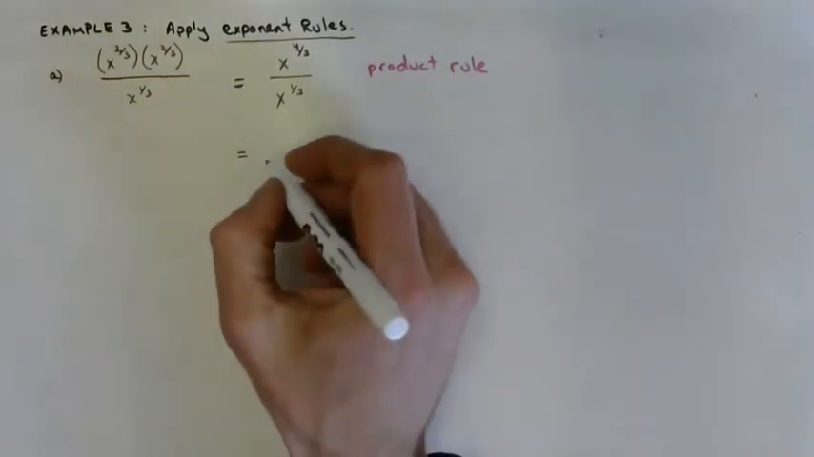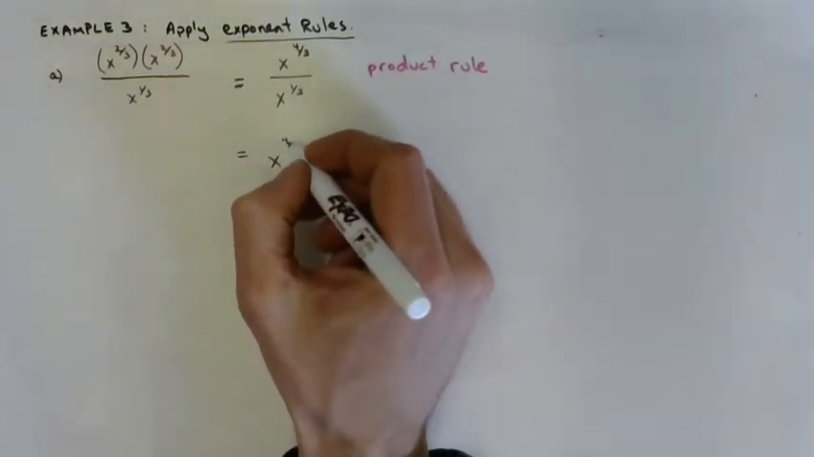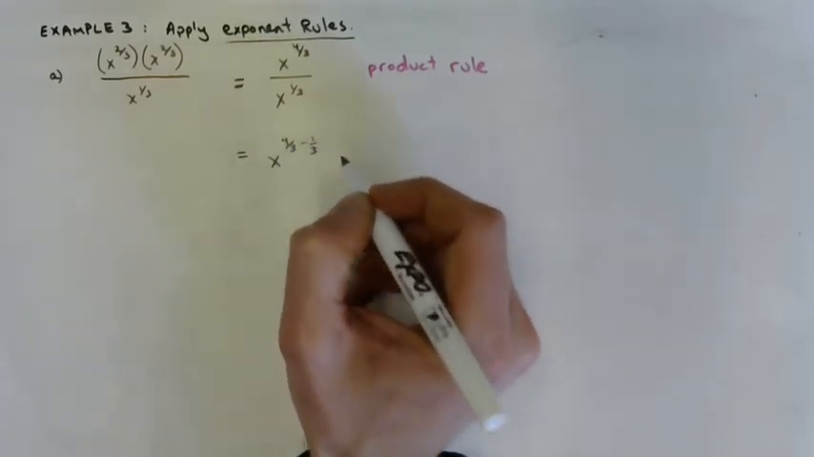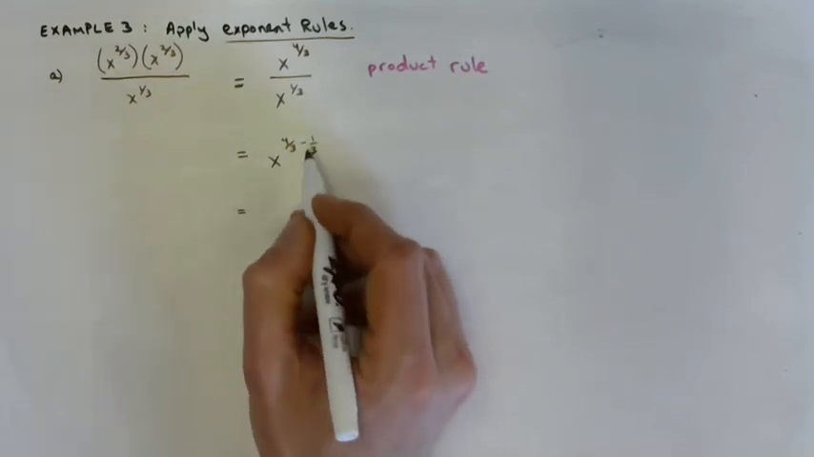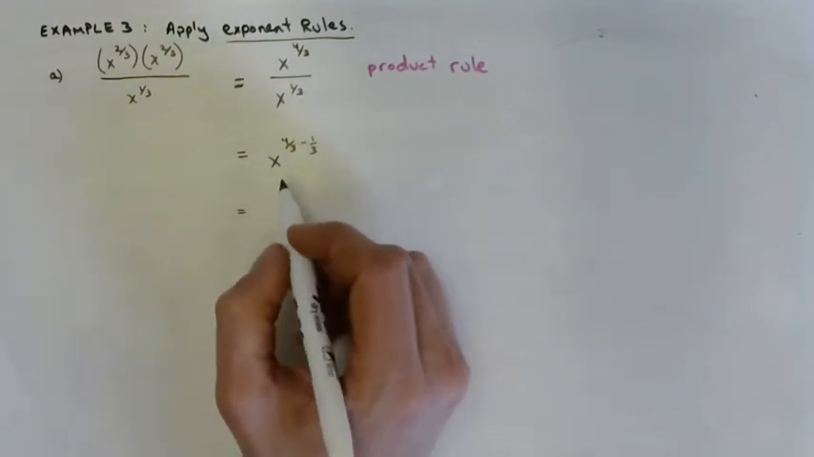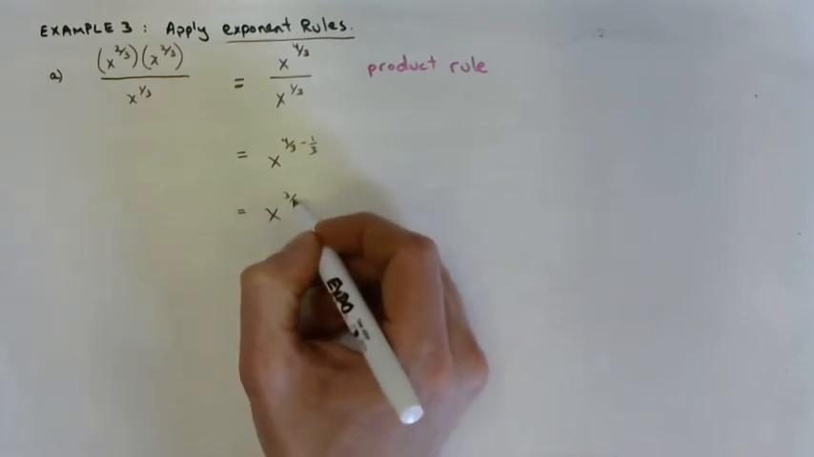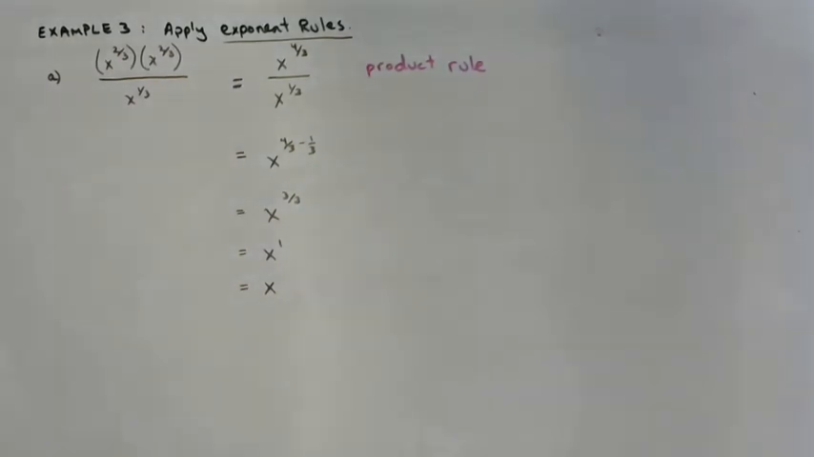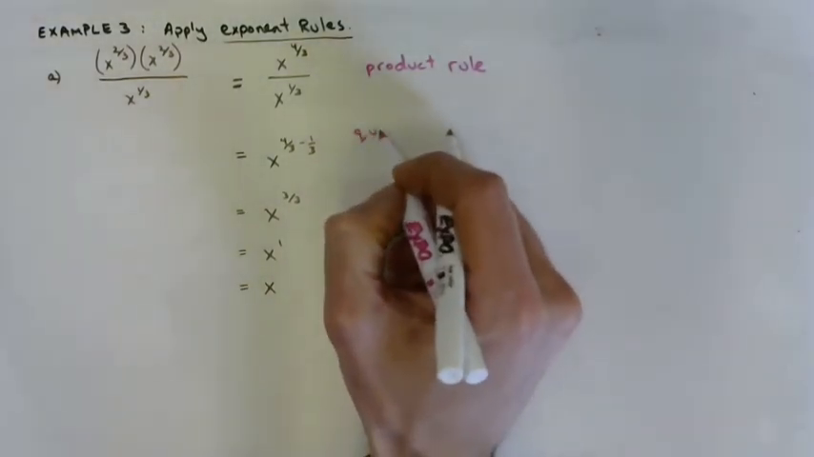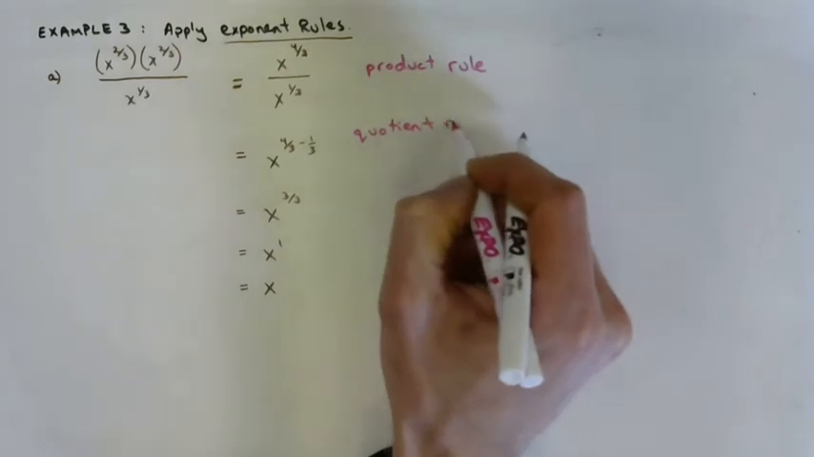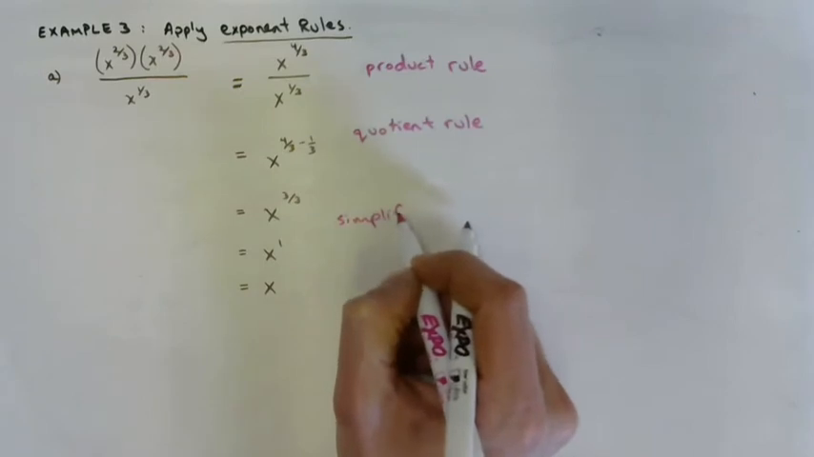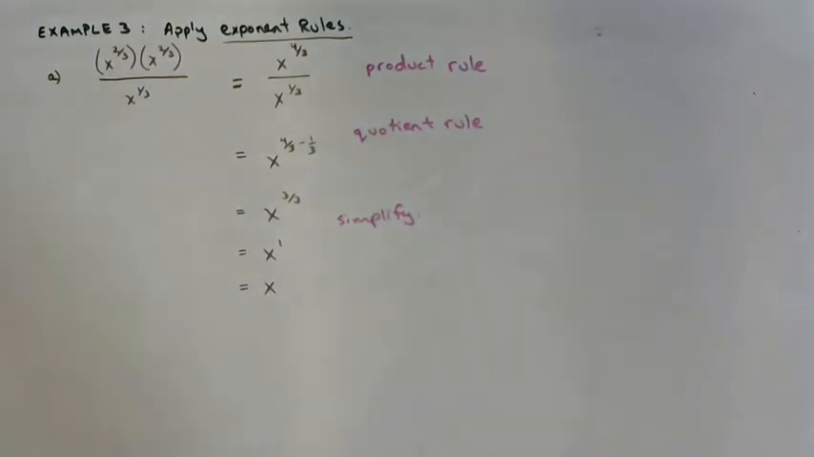It's called the quotient rule, and it says I can take my numerator, x to the power of 4/3 minus 1/3. 4/3 minus 1/3 leaves me with 3/3. 3/3 is 1. x to the power of 1 is just x. What happened here? This was the quotient rule. And then here all we did was simplify, to just get x, to simplify the expression using exponent rules.